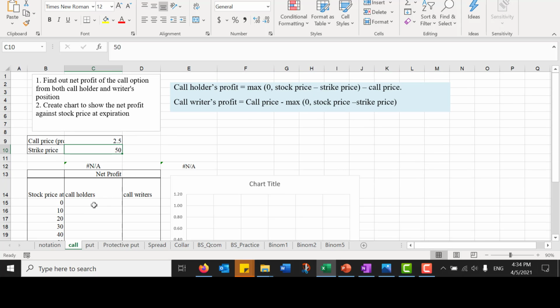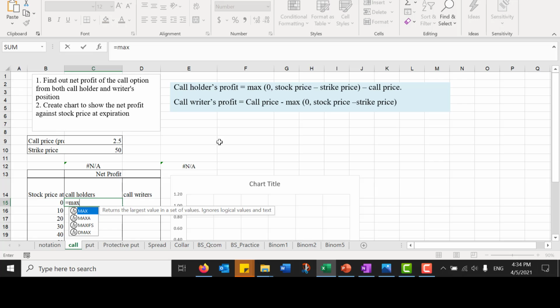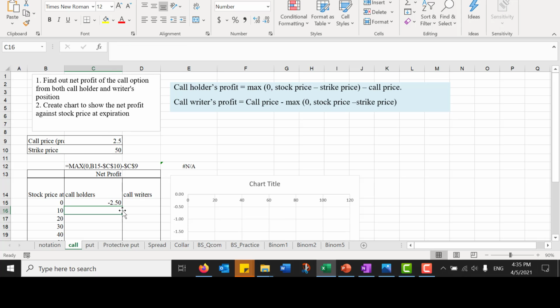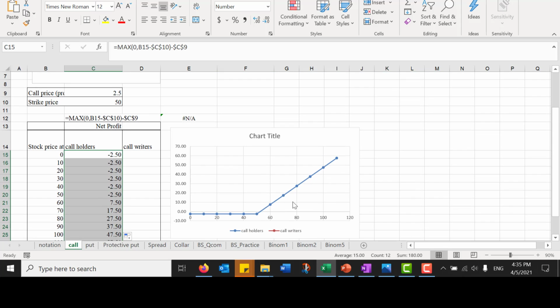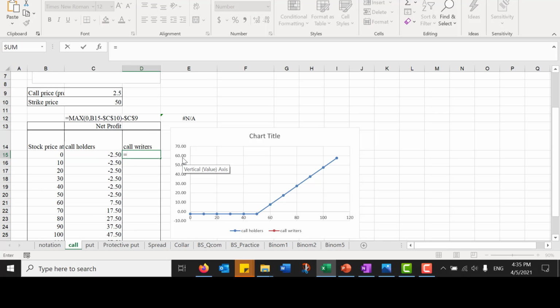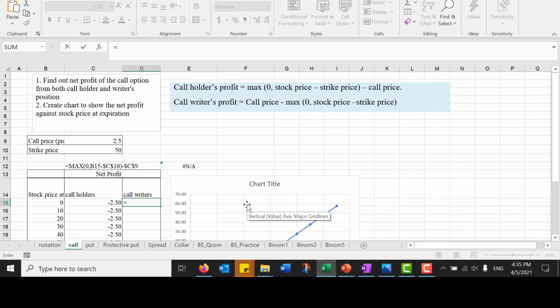Suppose we have a call purchased at $2.50, strike 50. And what we want to do is to use the formula to get the net profit from both call holders and call writers' point of view. Okay, let's go. So for call holders, the net profit is whatever we want to do compared to 0, because you can walk away. Then compare the difference between the stock price and the strike. So do not forget to subtract the cost of the call option.